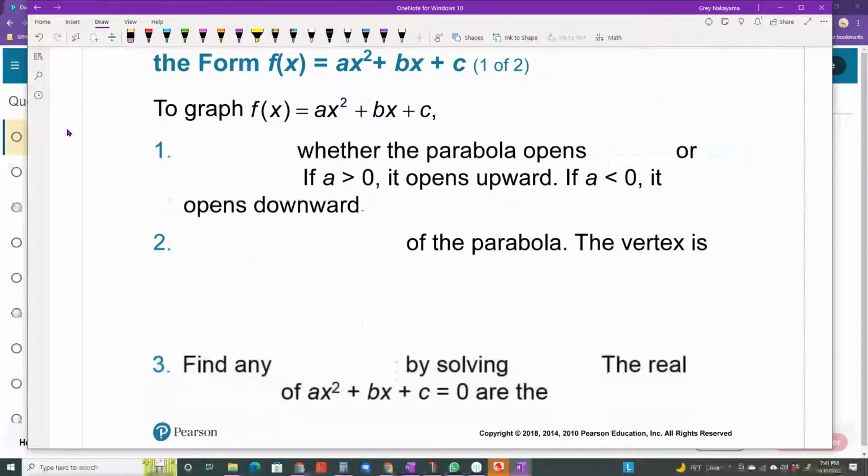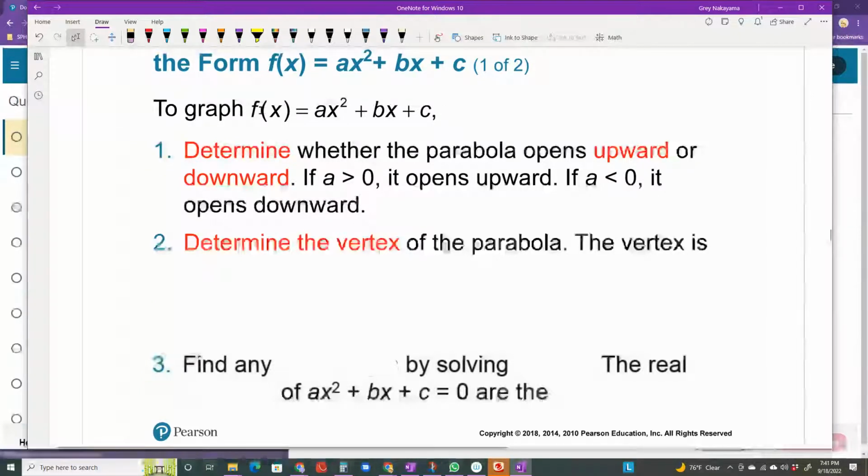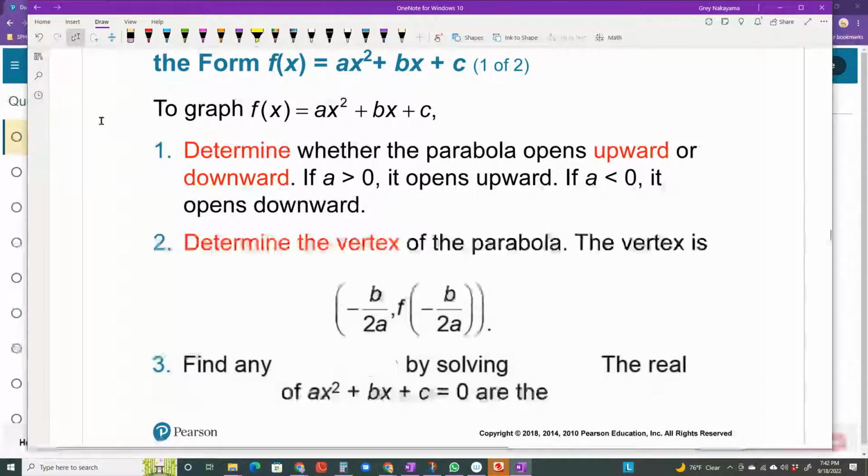First thing we're always going to do, determine whether the parabola opens upward or downward. If a is positive, it opens up. If a is negative, it opens down. Next, you've always got to determine the vertex. So if your parabola is in this form, I don't have an h and k, so I have to go find negative b over 2a and then plug it back in.